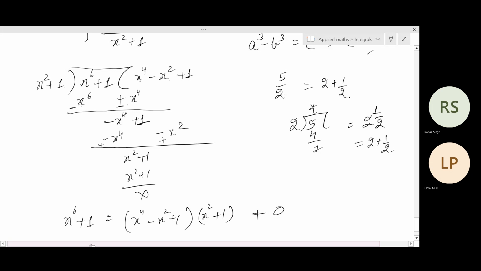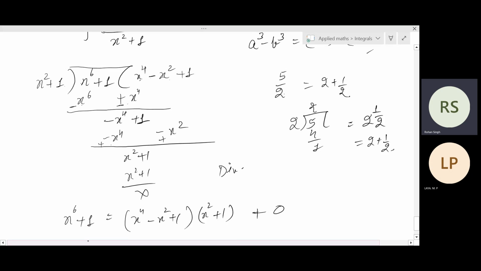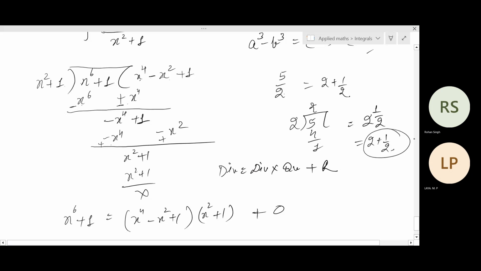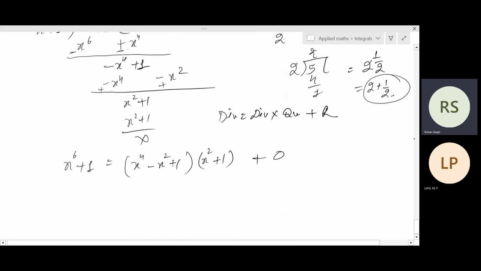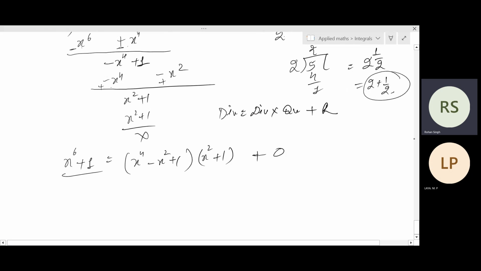Like, dividend is equal to divisor into quotient plus remainder. That is what we are doing here, and it's the same as the formula. So let's go back to our integral. Whatever the numerator was, we can write the numerator as this. So let's integrate here.